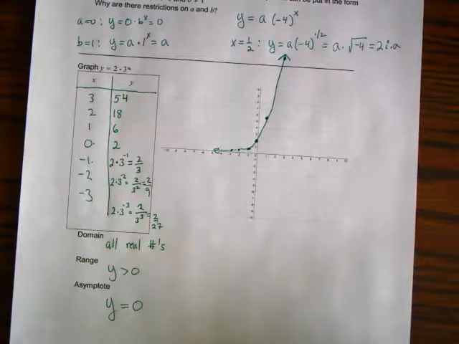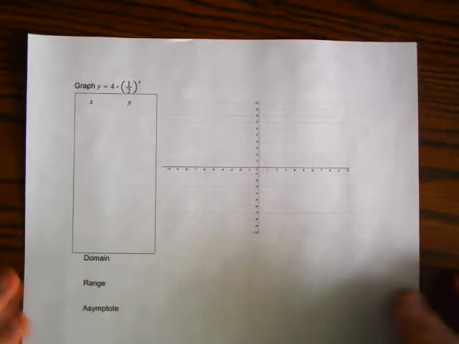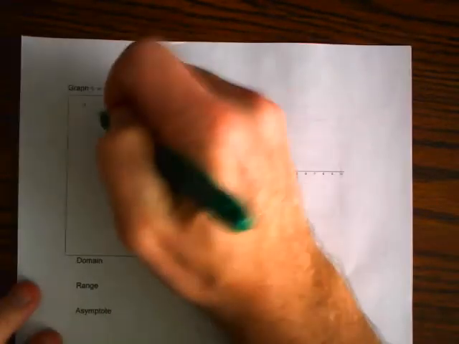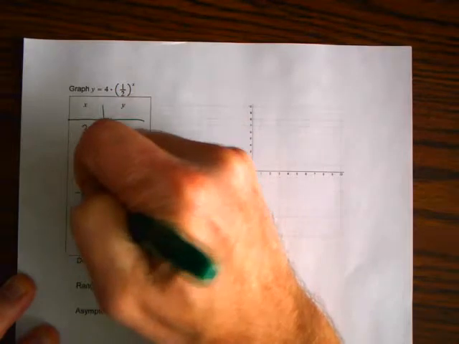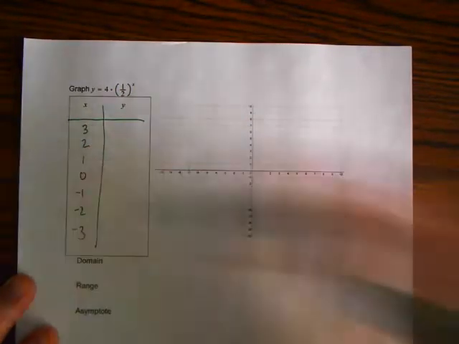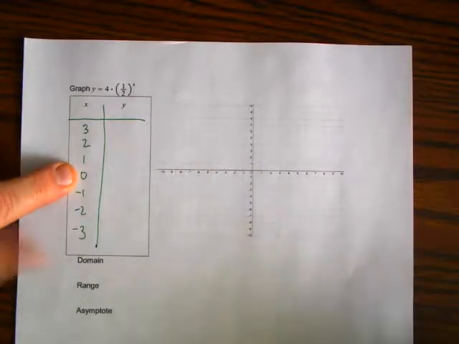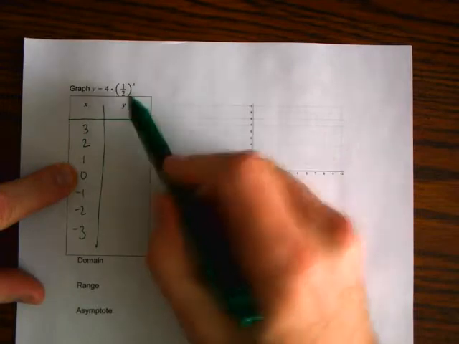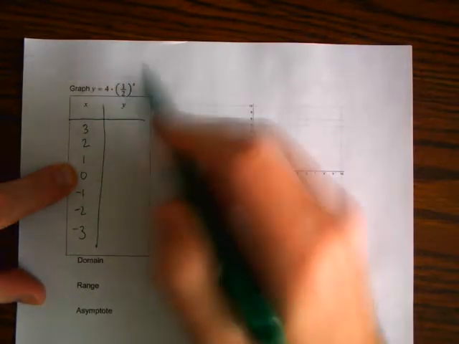All right, let's try another graph here. Y equals 4 times 1/2 to the x. Again, I'm going to build a table. I'm going to plug in some numbers. Again, I really like plugging in 0 first, because when I plug in 0, that gives me my y-intercept. Plugging in 0 is pretty good because 1/2 to the 0, anything to the 0 is 1. 1 times 4 is 4.